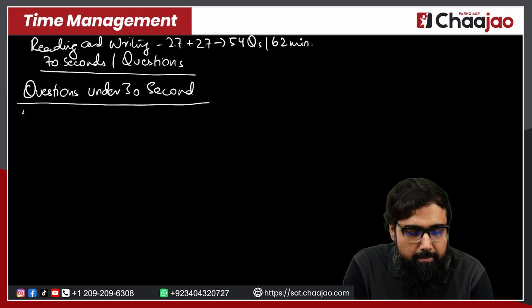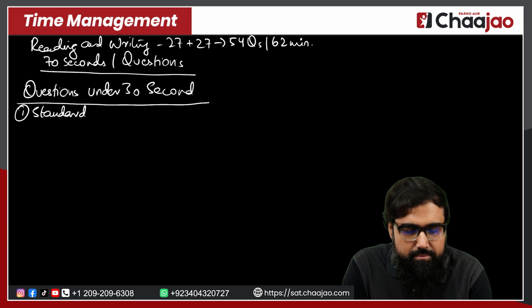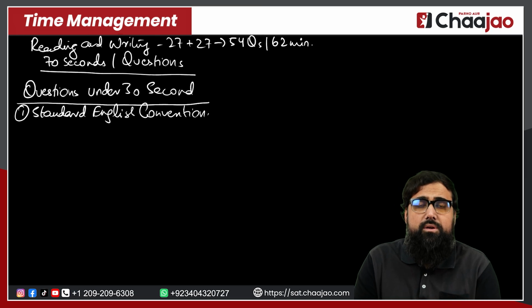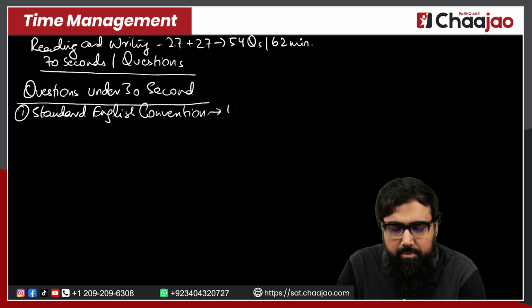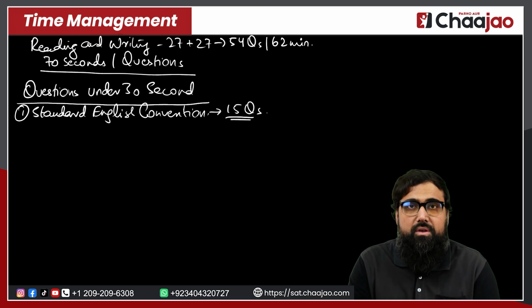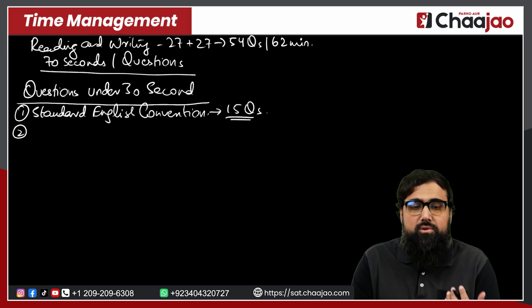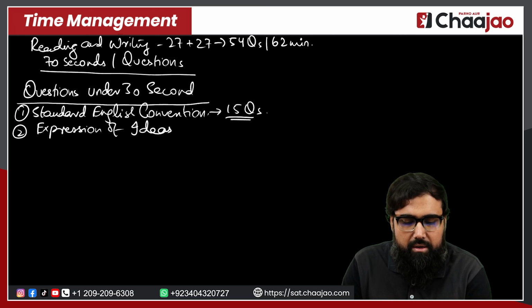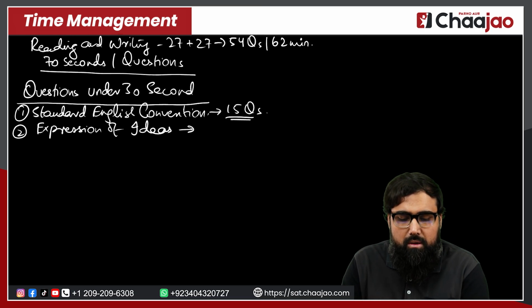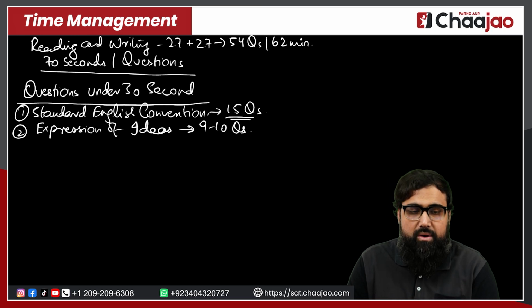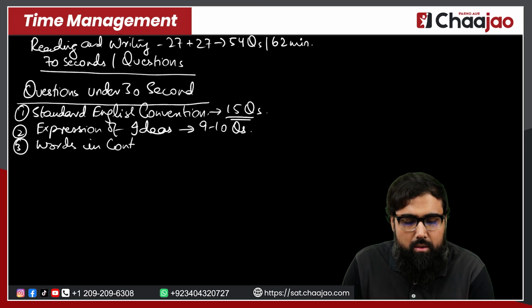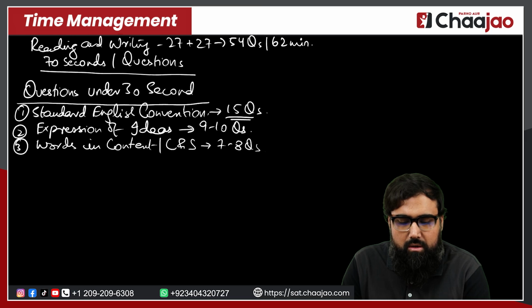So what are those question types? The first question type is the standard English conventions. These are questions that you can easily do within 30 seconds or maybe 35 seconds. Since this is 26% of the paper, you can expect around 15 questions from this section. The second part that you can solve in 30 seconds is the expression of ideas. Because this is 20% of the entire paper, you can expect around 9 to 10 questions from this section as well. And the third part is the words in context part, which is a part of craft and structure, and you can expect around 7 to 8 questions from this as well.